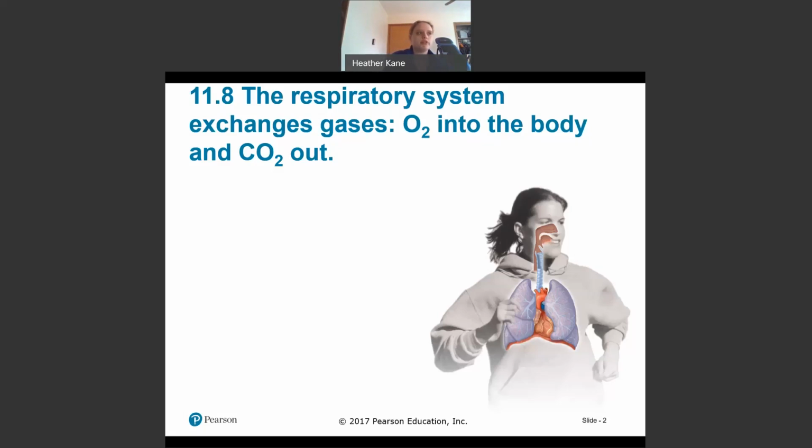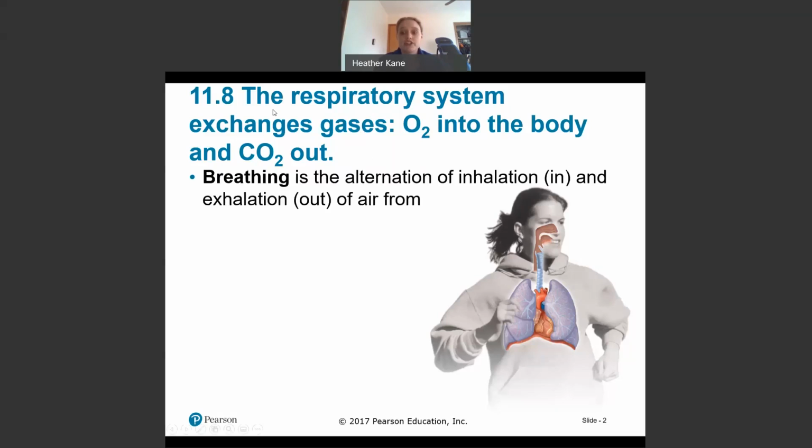Our respiratory system is really going to have the main goal of having the gas exchange. This gas exchange means that oxygen goes into the body and carbon dioxide goes out. The definition of breathing is the alternation of inhaling and exhaling. So inhaling and exhaling.